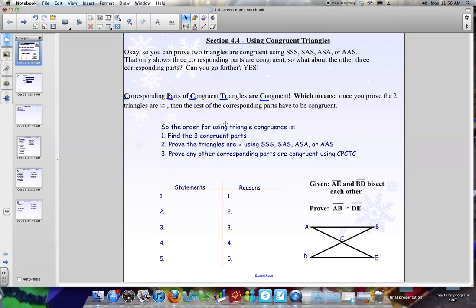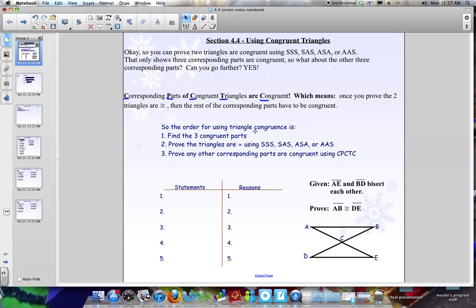An example of wanting to use CPCTC might come like this. In this example, they want to show that segment AB and segment DE are congruent. They're not reflexive sides, and it isn't given to us. So how can we show that AB and DE are congruent if we don't have any reasons? And the answer is, if we can show that the triangles themselves are congruent, then AB and DE would have to be congruent using CPCTC.